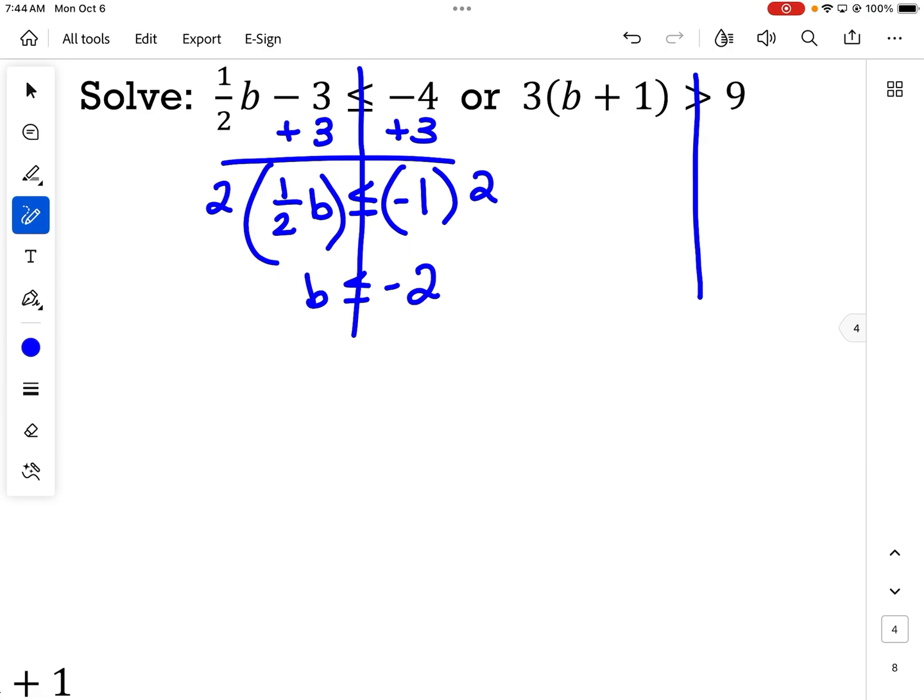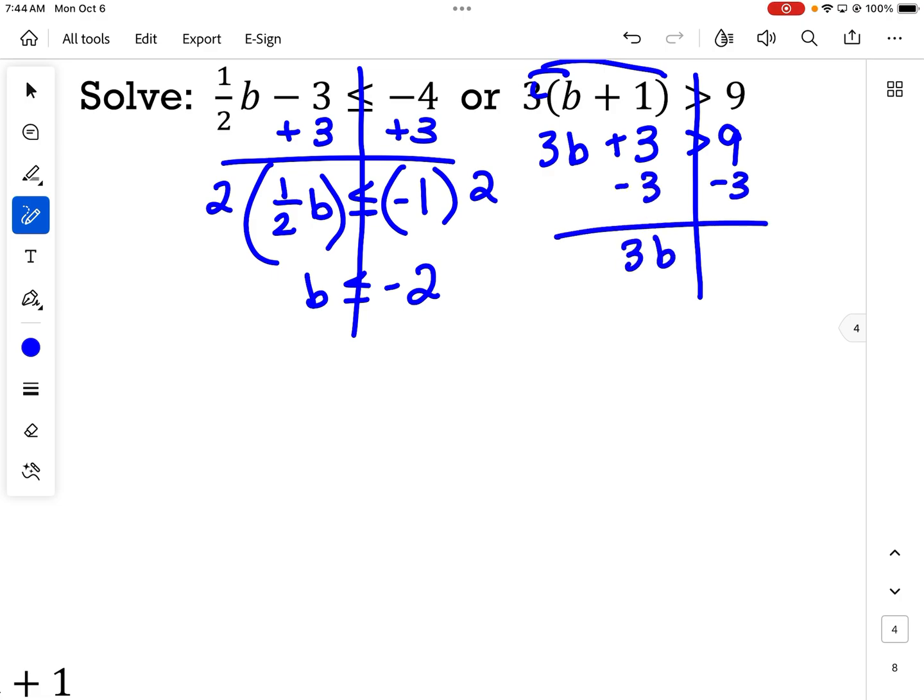Okay, there's more than one way to do this. We could distribute and then solve. Or right at the beginning, see how there's nothing else except for 3 times something? Maybe just 3b. If we distributed, it'd be 3b plus 3 and then we would subtract 3 and then divide by 3.